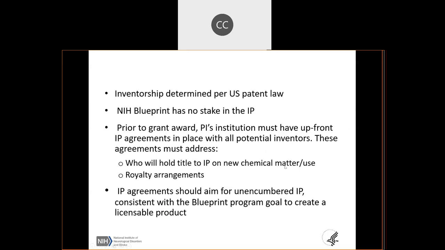So the IP agreements with our consultants are put in place before they start to work with you, and they should aim for unencumbered IP. Likewise, if you have a multi-PI grant for multiple institutions, same thing. We want to know that you have IP agreements in place at the time of award, and that in your IP strategy plan you are explaining that to the reviewers as well. Because the ultimate goal here is to create a licensable product at the end.